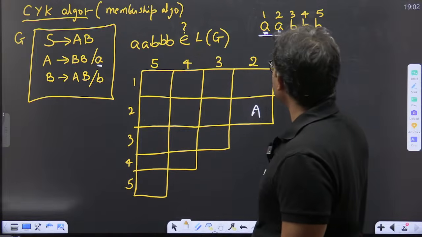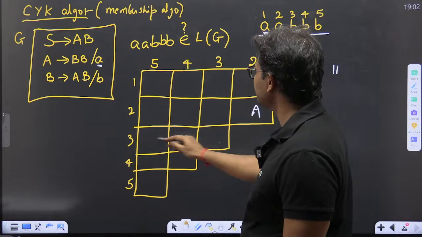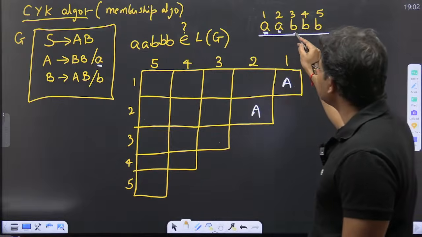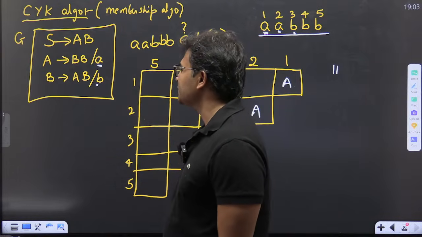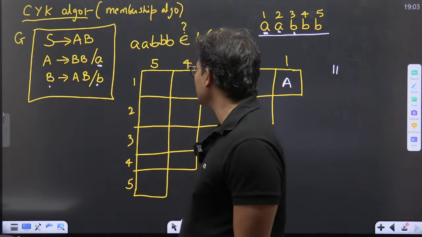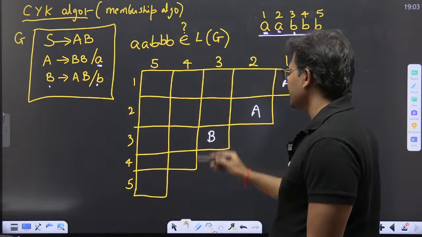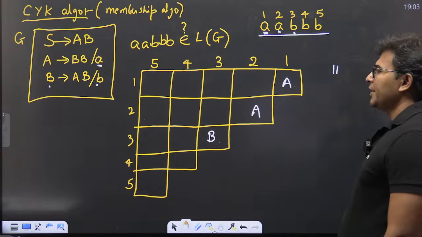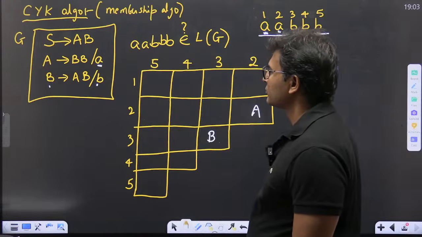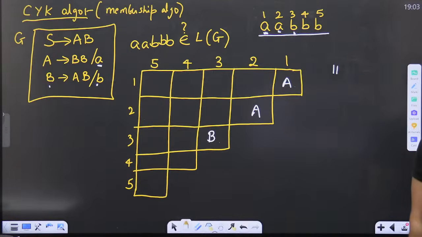Now the next cell is 3, 3. 3, 3 is nothing but B. Go to the grammar and see where B is generated. So B is generated by capital B. Therefore, you are going to write B here. Right? Now tell me the next one.